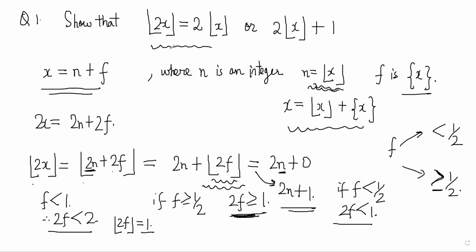So basically it's a pretty easy question. You are just taking two different cases. Fractional part of x could be above half or it could be below half. And in those two cases, you'll get these two results, right? Let's go on to a slightly more complicated question.